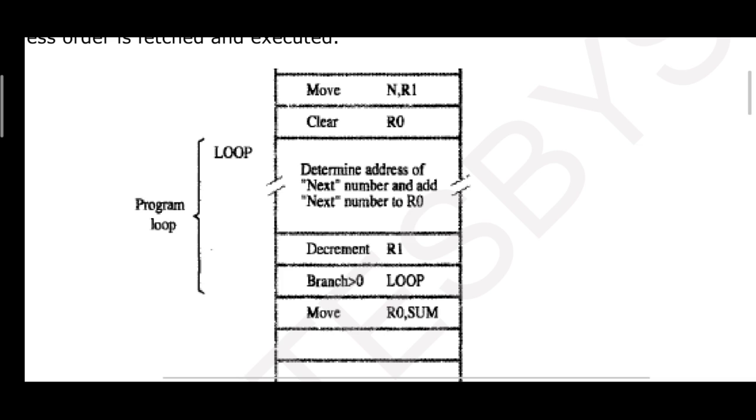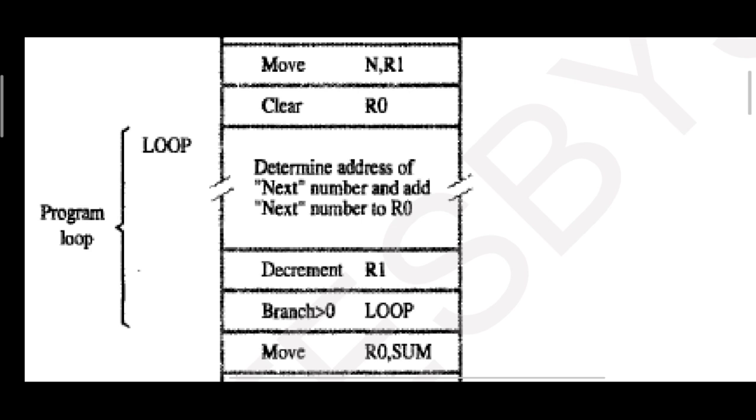So move the contents of n to R1, then initialize R0 to 0. Clear R0 stands for initialization of R0 to 0, which we are using for storing the intermediate result. Next is the loop statement. So in the loop, actually we are supposed to have some instructions, which will be written next. Okay, this statement you just understand first.